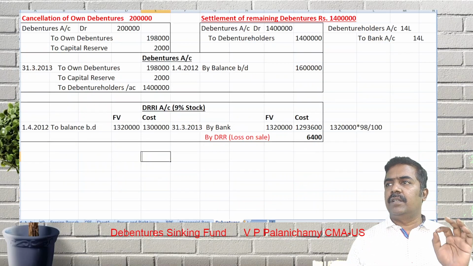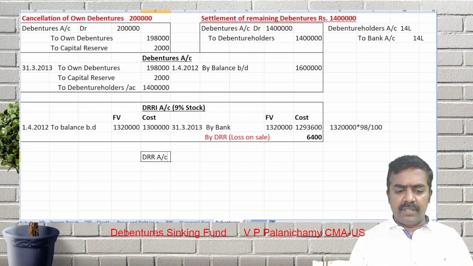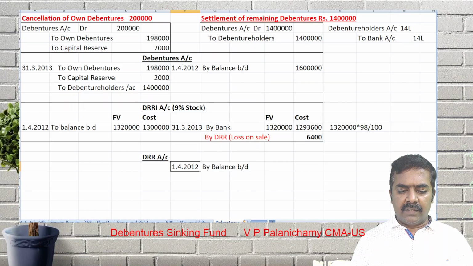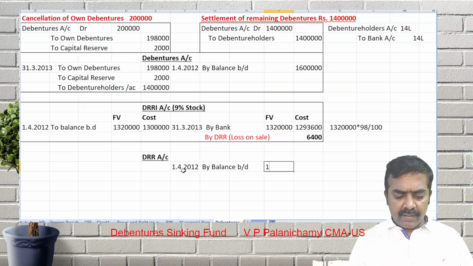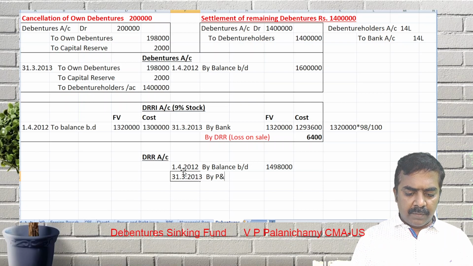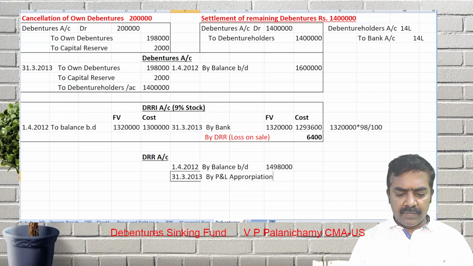Now pay attention. Everybody, last part, pay attention. Then you can copy. Debenture redemption reserve account, nothing but sinking fund account. It will have a credit balance. Credit balance 1/4/2012. By balance brought down. கொடுத்திருக்கான் பாருங்க. எவ்வளவு கொடுத்திருக்காங்க? 14,98,000. 31st March 2013 and the P&L appropriation. P&L appropriation அக்கௌண்ட்ல கொடுத்திருக்காங்க.